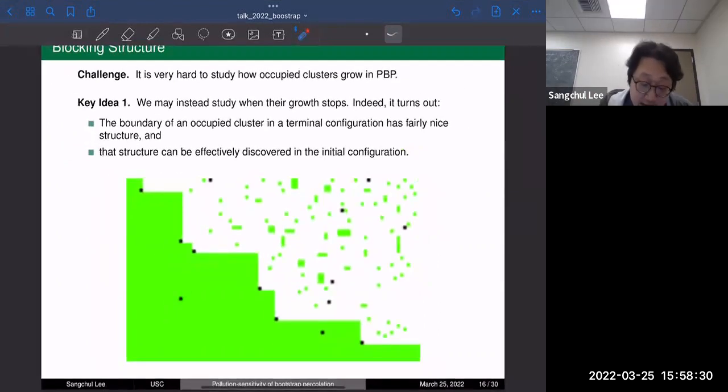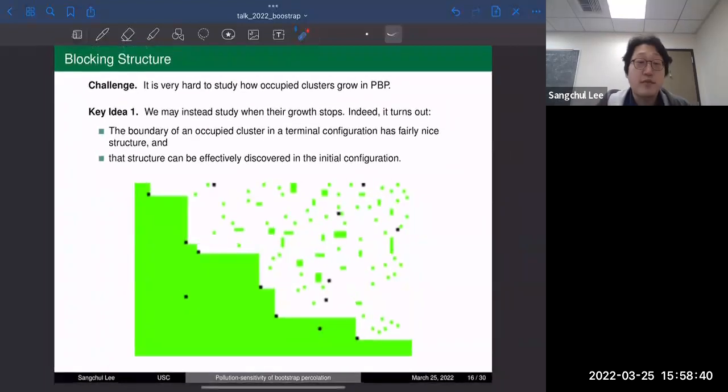It turns out that the boundary of an occupied cluster in a terminal configuration has a fairly nice structure. Moreover, that structure can be described using only the initial configuration. Basically, the terminal configuration is very hard to work with because we don't know what it will look like. But the initial configuration is fairly simple. It comes from those product measures. So that's one idea.